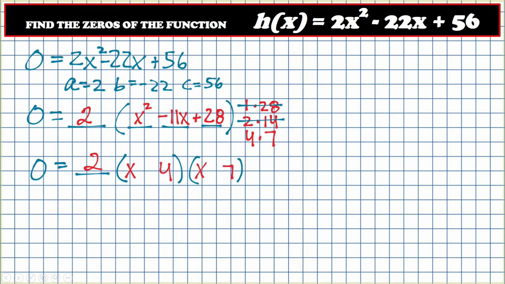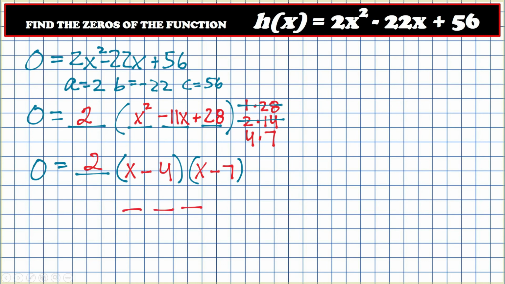Now we need to look at the signs. Since our c value is positive 28 in the parentheses, we know that our signs are going to be the same. So if we're going to multiply 4 and 7 and get 28, it's either got to be negative 4 and negative 7 or positive 4 and positive 7. Now, because our b value in the parentheses is negative 11, we know our signs are going to be the same and they're both going to be negative. So those are our binomial factors.